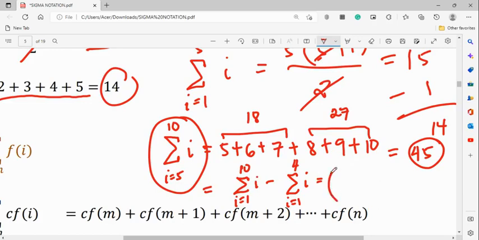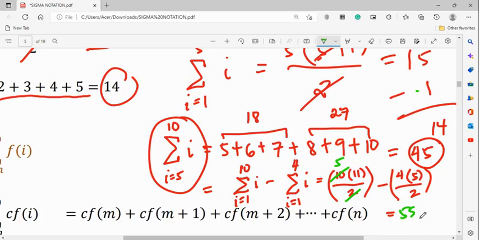So, n mo na dito ay 10. So, you have 10 times 10 plus 1 is 11 divided by 2, minus 4 na ang n mo sa isa naman. 4 plus 1 is 5 divided by 2. 10 and 2, 5. 5 times 11 is 55, minus, okay, 2 and 4 is 4 divided by 2 is 2. 2 times 5 is 10. So, nakuha mo pa rin ay 45. Okay? That can be another option to you.